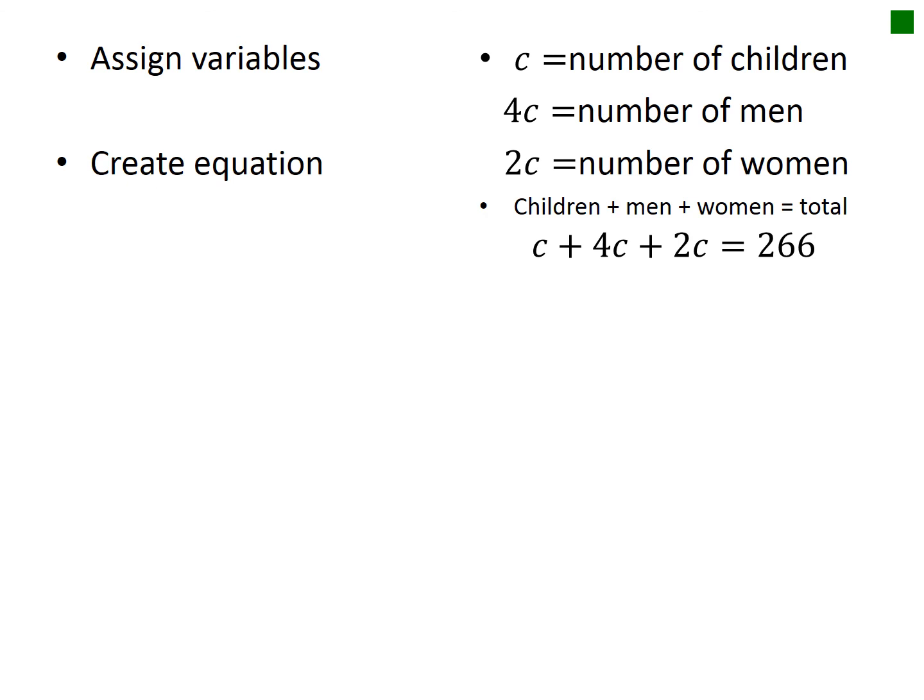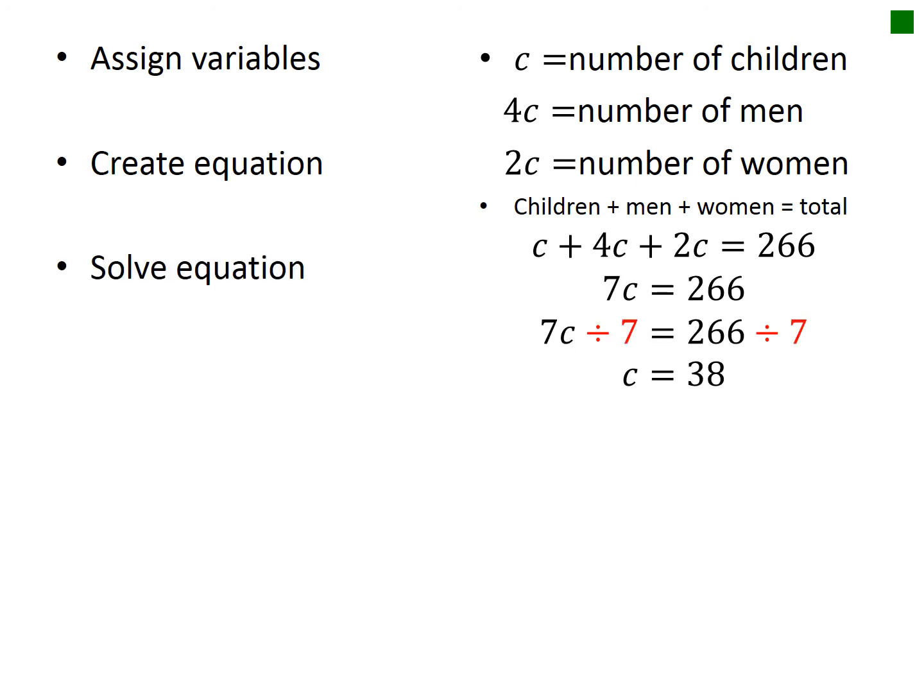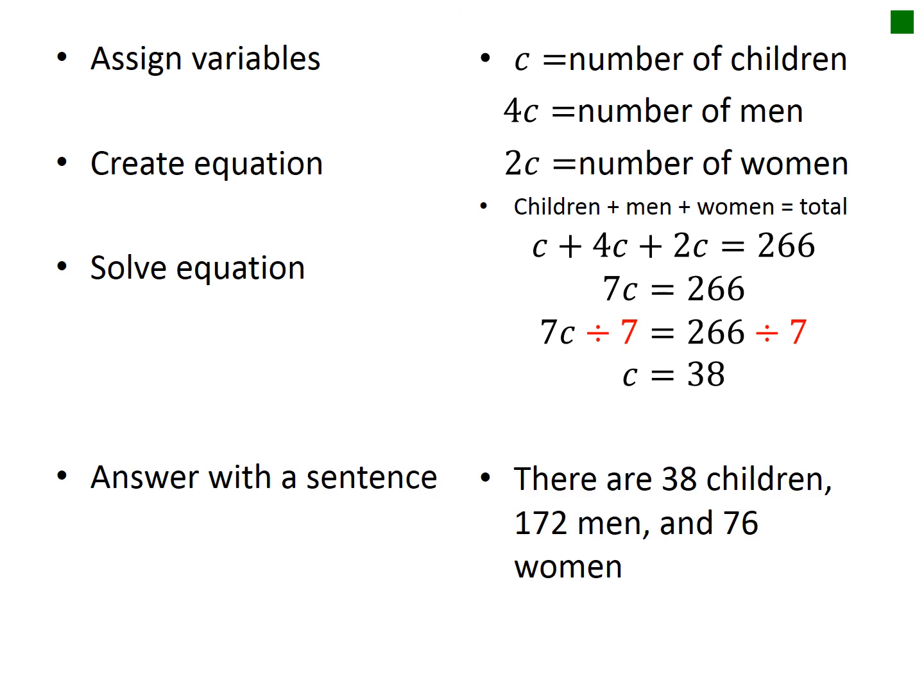We know that the number of children plus the number of men plus the number of women in the problem gives us our total group. While that's not explicitly stated in the problem, that's the relationship that we need to find in order to be able to create our equation. Once we have our equation, we can solve it, and we can answer with a sentence.